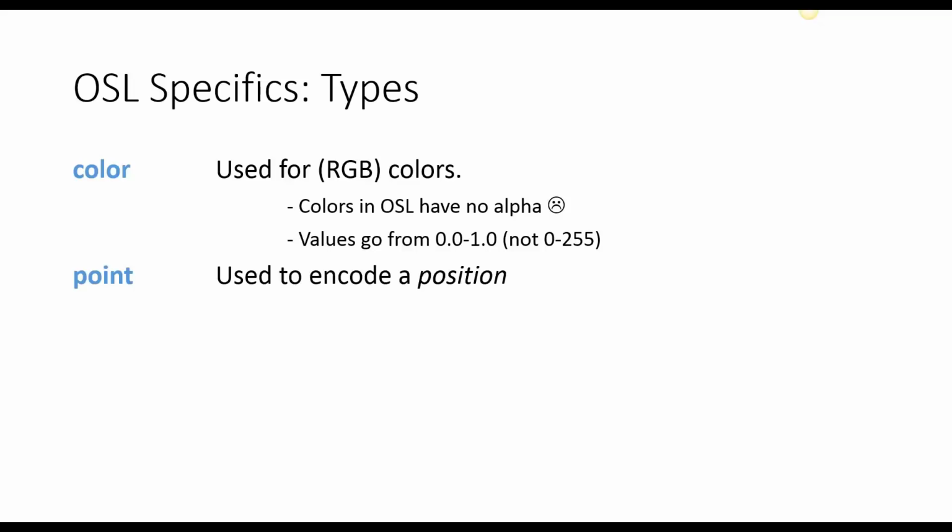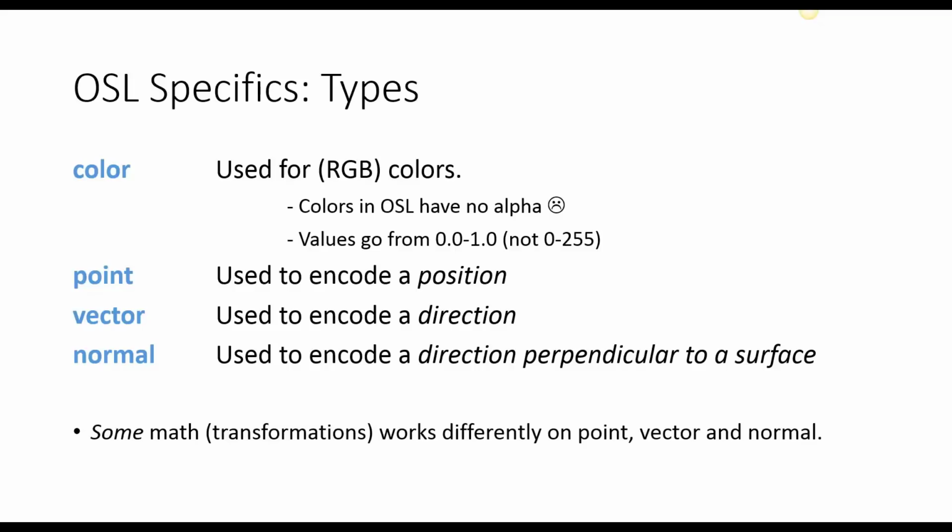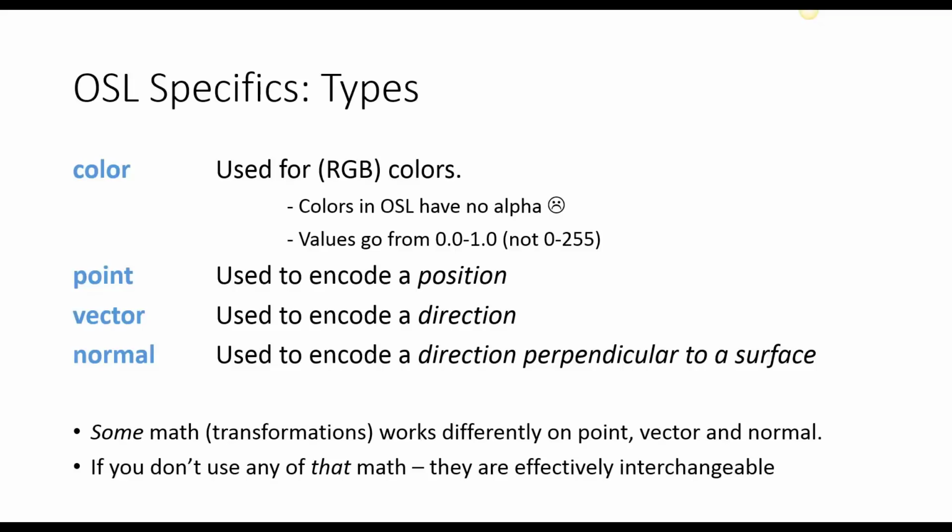Point is a type that we use to encode a position in space, some XYZ coordinate of somewhere in space. And vectors are used to encode a direction, something pointing in a particular direction. Vectors don't have a position, they just have a direction. And normals are a special case of vectors, vectors that are perpendicular to a surface. Now, the difference between these types only matters when you do certain kinds of math to them, specifically transformations. Then which type you use is important. And if you don't use any of that math, they're actually interchangeable.